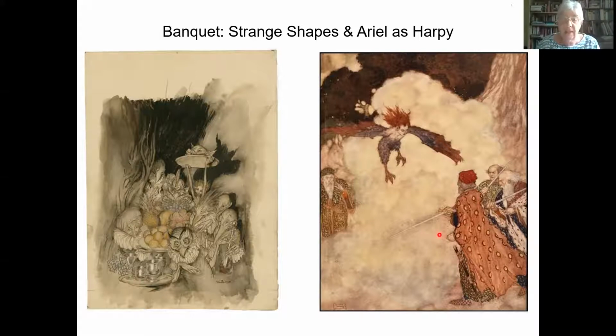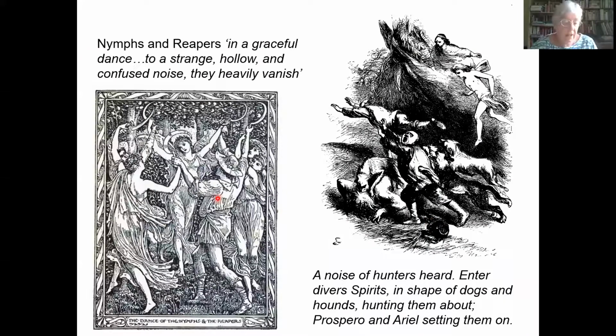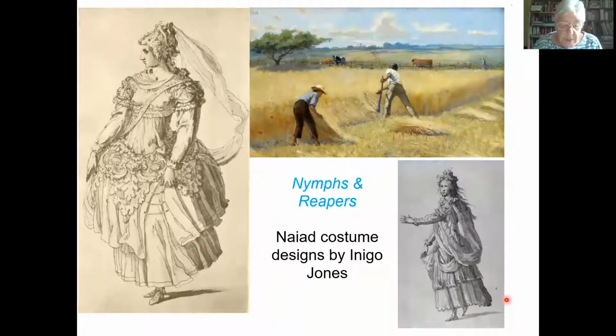The text is clear. And the nymphs and reapers who dance the masque, the natural masque, would be the next thing they do. And then the other thing is when they are appearing in the shape of dogs and hounds driving the monstrous Caliban away. And the text is clear: enter divers spirits in shape of dogs and hounds. The Masque of the Tempest is an example of Shakespeare's manipulation of the court masque to invent a hybrid form. I'm going to have to move on quickly, I think.